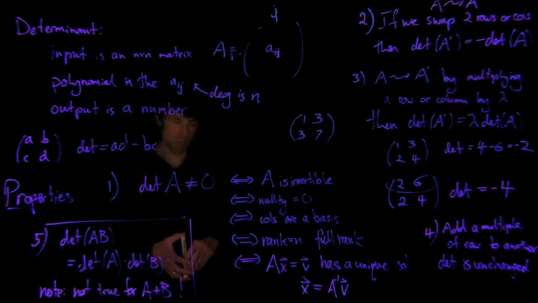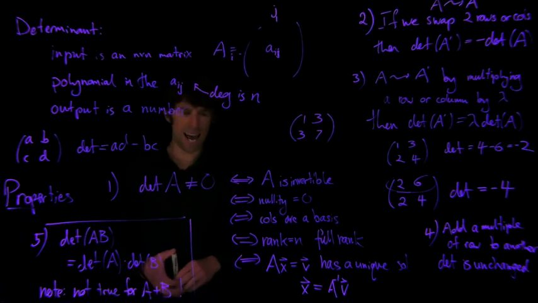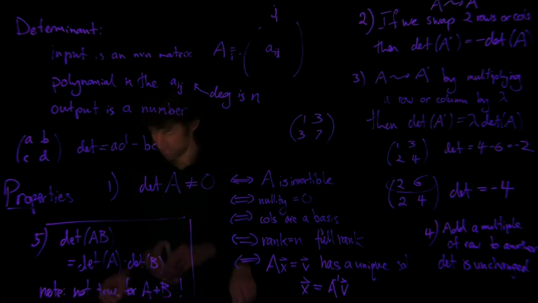So determinants are nice for matrix multiplications, but they're awful when you try to add matrices together. Okay, so for 2 by 2 determinants, there's a nice simple formula. For 3 by 3 determinants, there's also a formula which is not too bad.